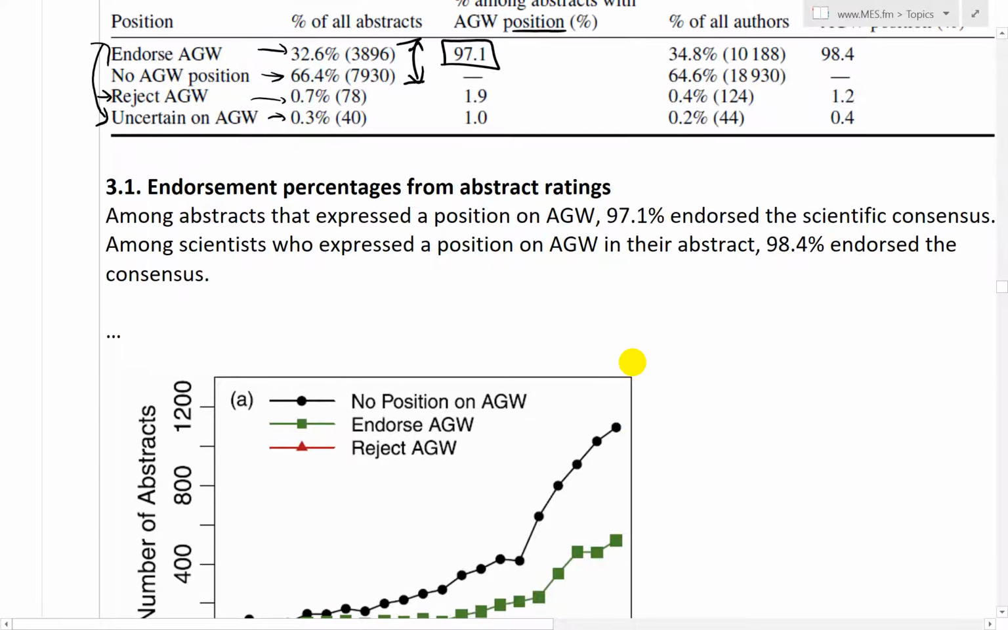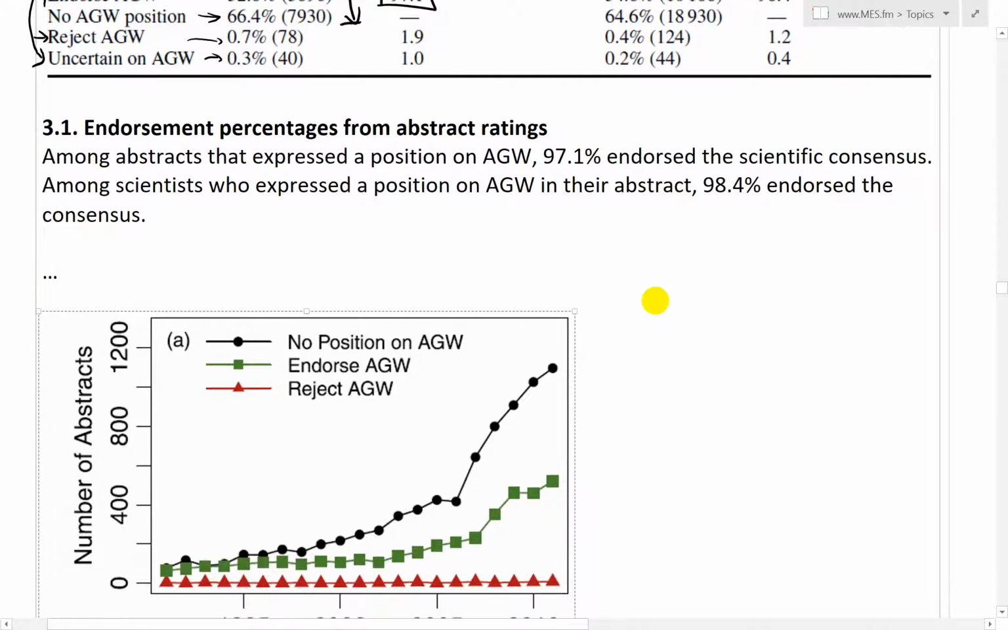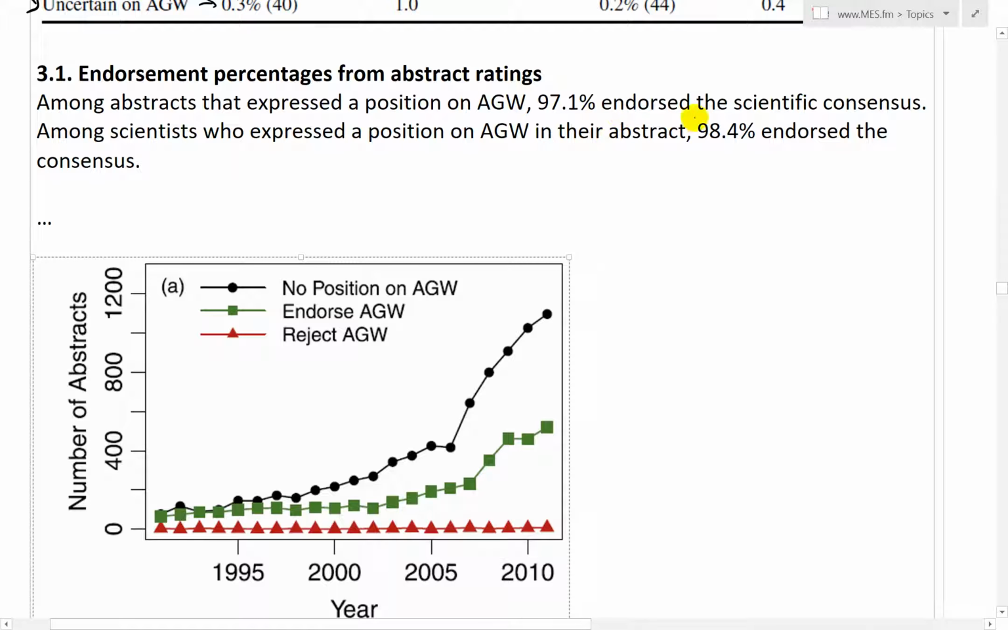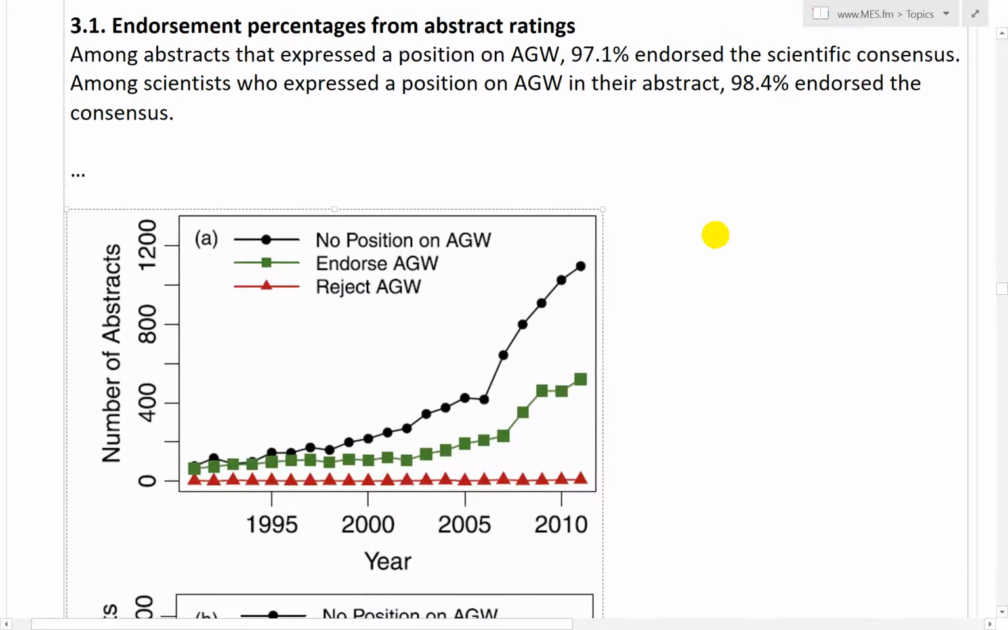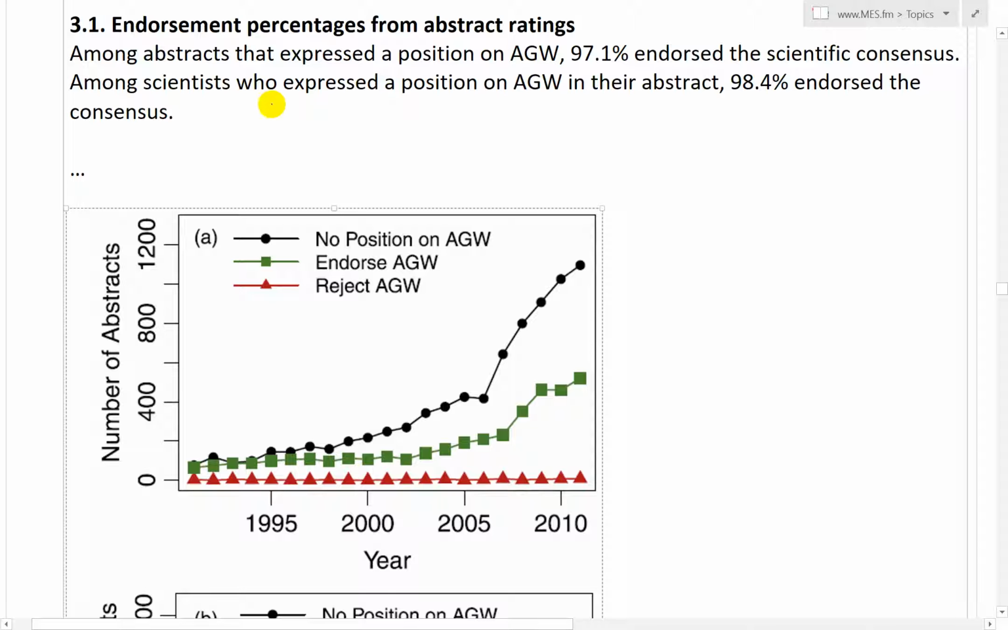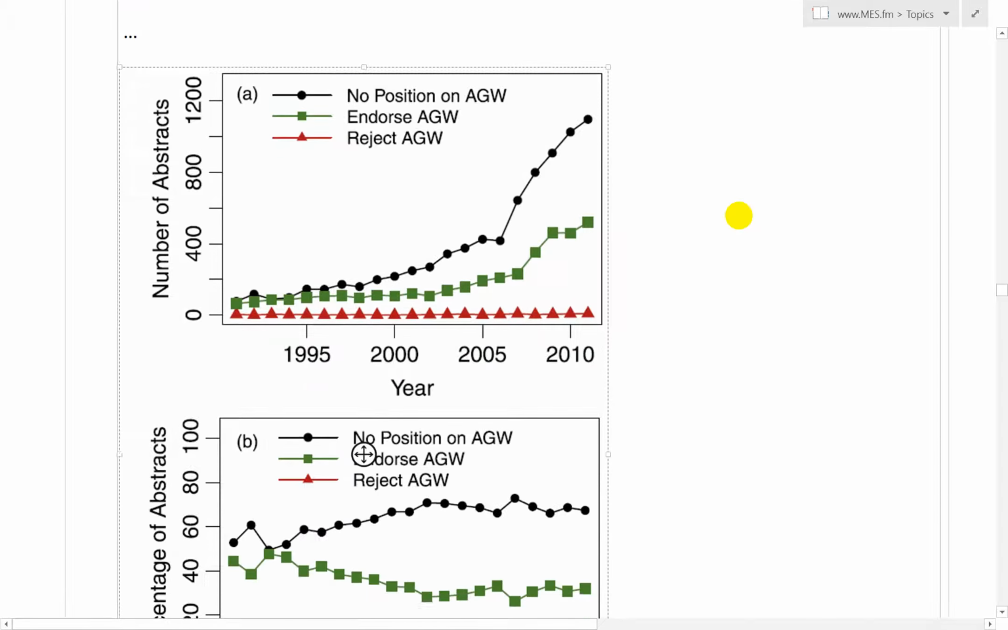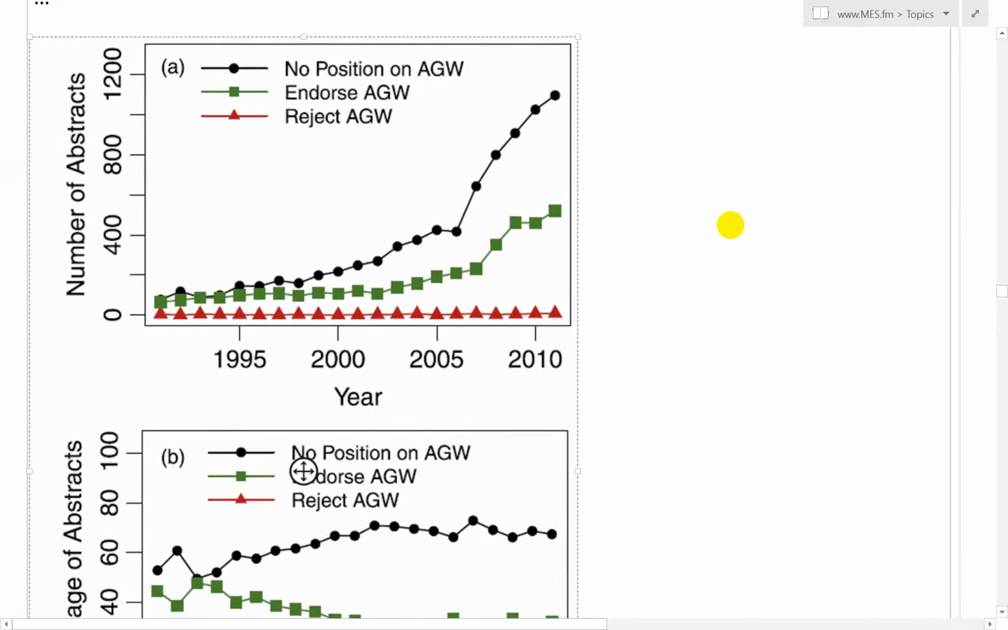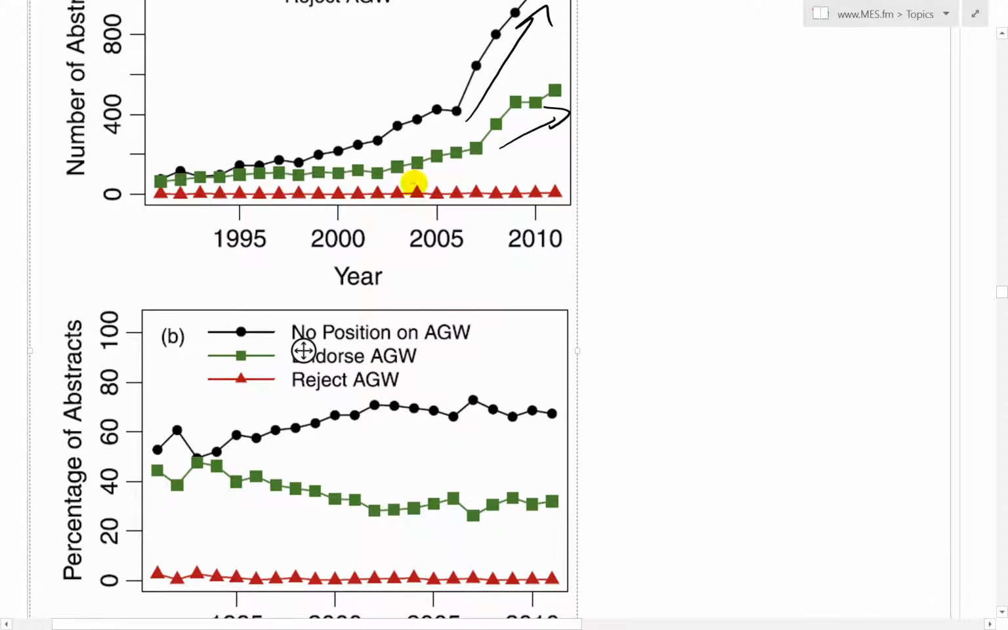So anyways, going further, endorsement percentages from abstracts. Among abstracts that express a position on AGW, 97.1% endorse the scientific consensus among scientists who express a position on AGW in their abstract. 98.4% endorse the consensus. And these are just the number of abstracts, and no position on it is going up, just because there's more papers. Endorsement AGW, this is going up. Again, that's the total one here. These are low.